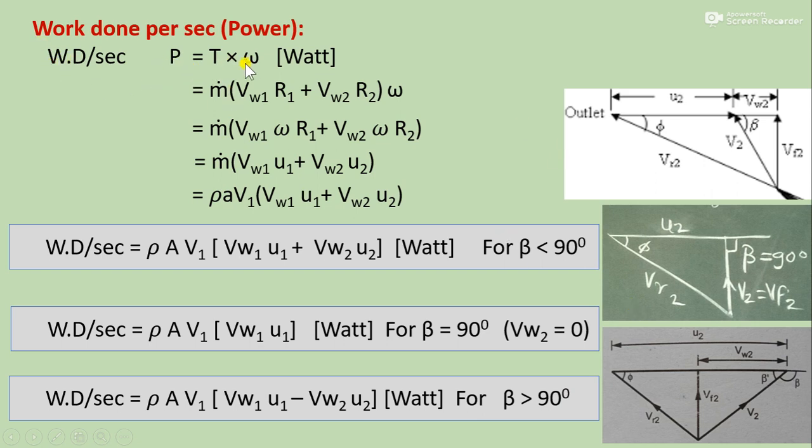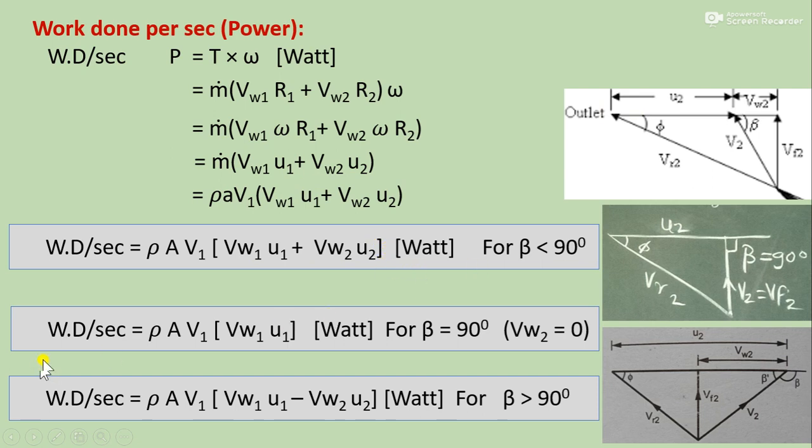P is equal to T into omega. In the torque formula we multiply omega inside the terms, and we get m dot [Vw1 omega r1 plus Vw2 into omega r2]. Now as we discussed, omega r1 is equal to u1 and omega r2 is equal to u2. So substituting u1 and u2, the work done per second for acute angle, that is beta less than 90 degrees, is rho a V1 [Vw1 u1 plus Vw2 u2] in watt.